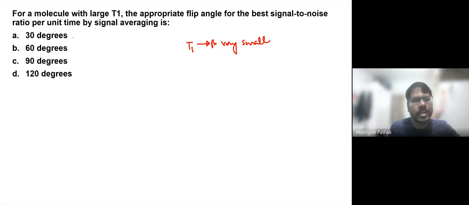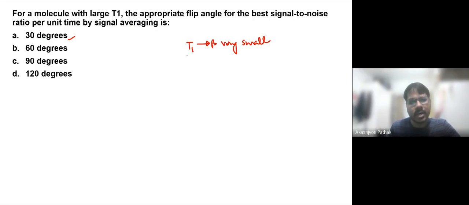If you look at these options, out of all of them, 30 degrees has the least angle. So the correct answer for this question is option A, 30 degrees; the other options are 60, 90, and 120 degrees. Now you can put all those values into the equation, solve it, and get the value.